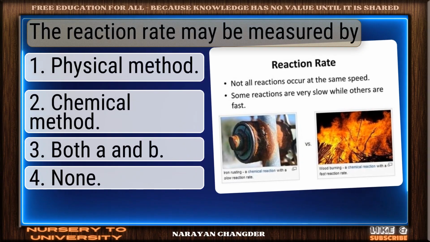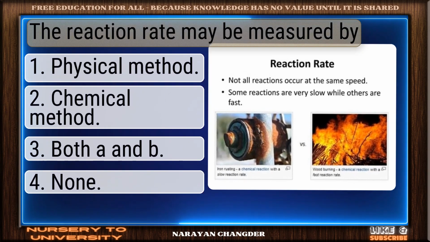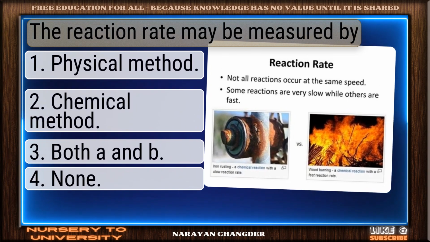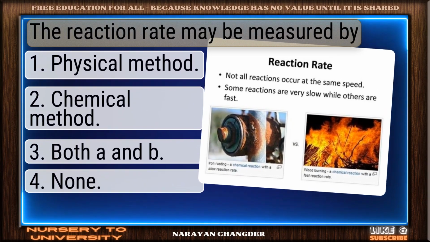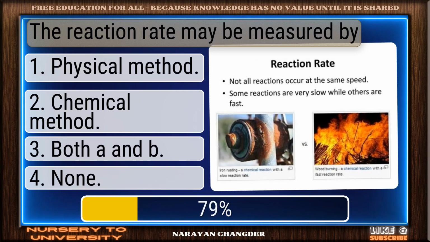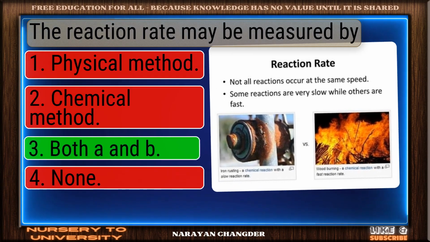The reaction rate may be measured by Option 1, physical method. Option 2, chemical method. Option 3, both A and B. Option 4, none. Nailed it, both A and B.